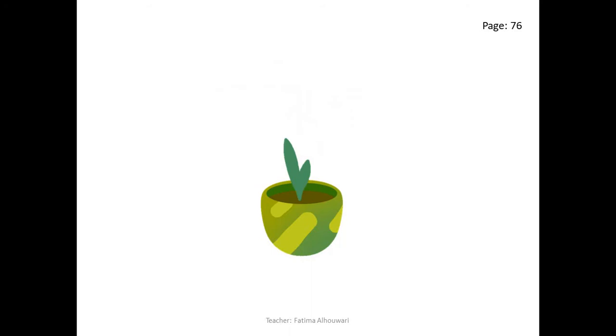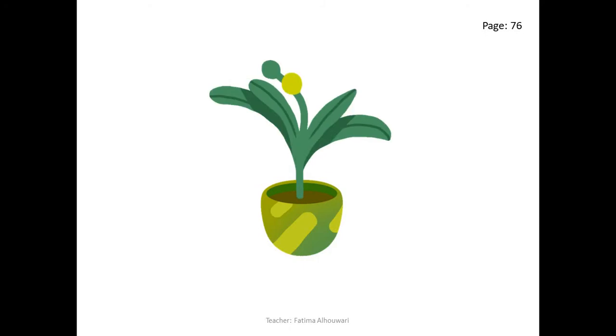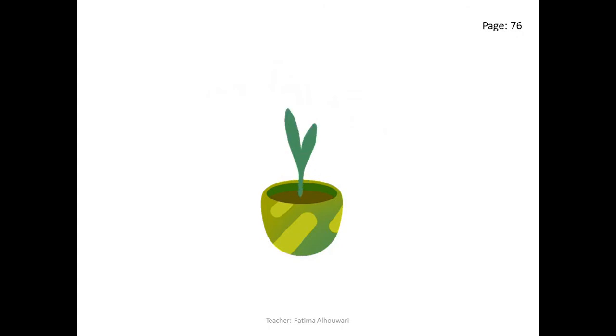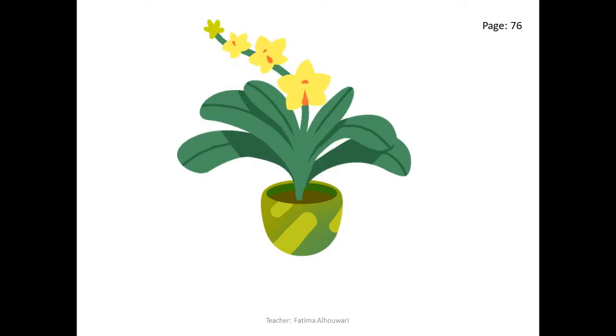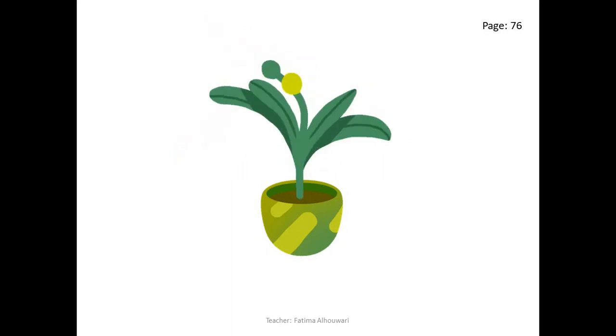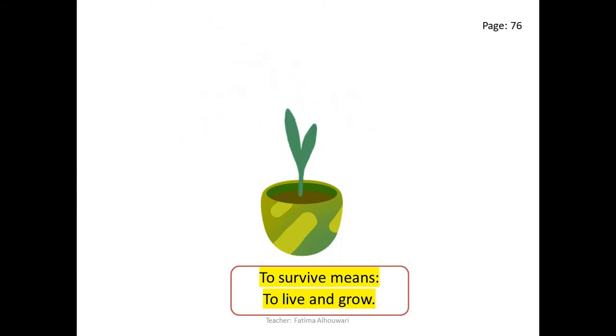Here we have a very beautiful plant. It's growing up very healthy, right? So, we think this plant gets everything it needs to survive or to live and grow. So, what do you think, grade 1, to survive means? It means to live and grow. Again, grade 1, to survive means to live and grow.